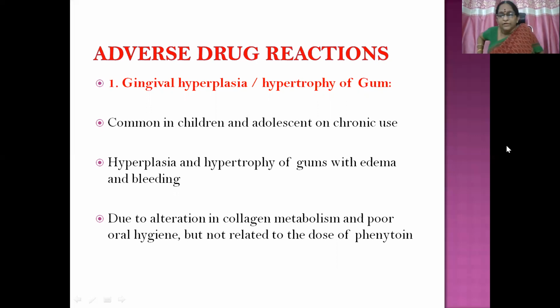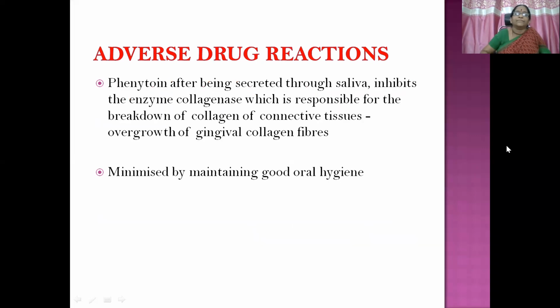Whenever you administer phenytoin to patients, it is common in children and adolescents on chronic use. So there is a possibility of hyperplasia and hypertrophy of gums with edema and bleeding. This is because of alteration in collagen metabolism and poor oral hygiene. If oral hygiene is not maintained, that is one reason, and another is alteration in collagen metabolism, but it is not related to the dose of phenytoin.